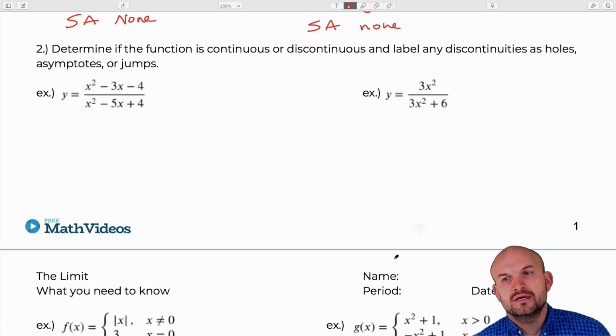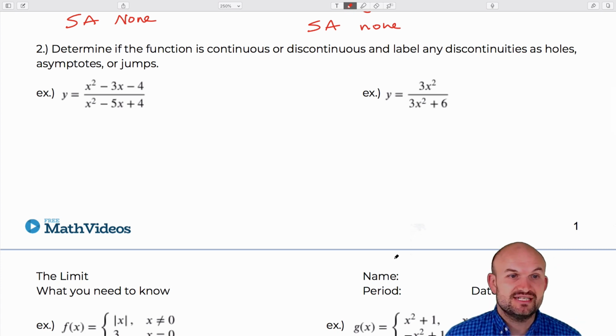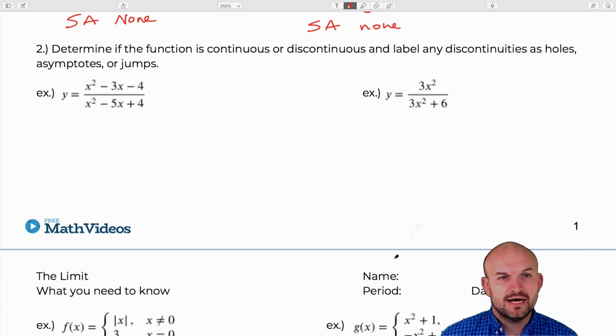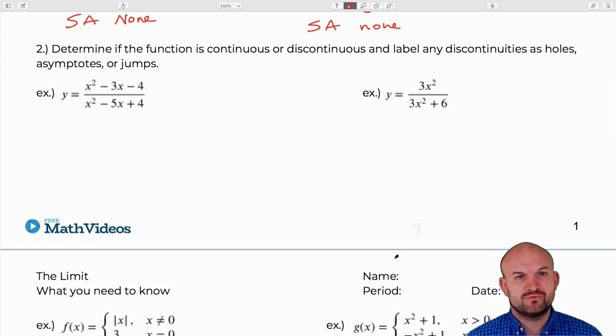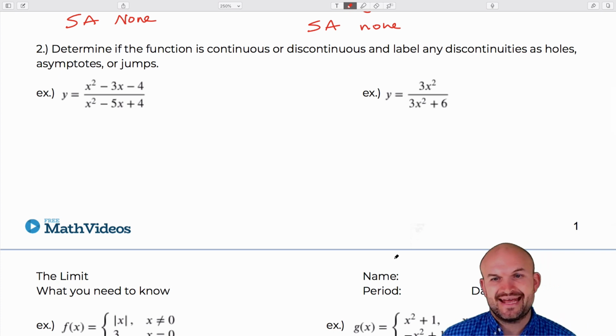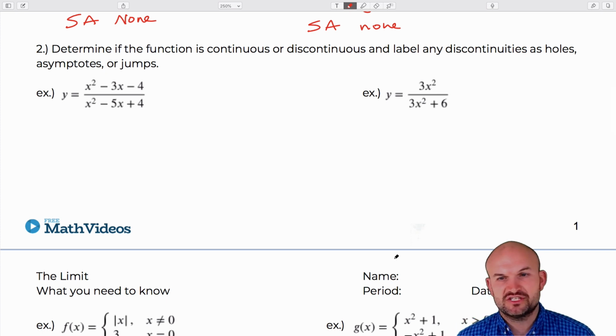So remember, holes are going to be what we call our removable discontinuities. Asymptotes are going to be non-removable discontinuities, as well as jumps. For rational functions, we're not going to be dealing with jumps. We're only going to be dealing with holes and asymptotes. So therefore, we basically just want to factor something out. If it gets divided out, it's a hole. If it does not get divided out, then it's an asymptote. But remember, the factor is not the hole or the asymptote. It's the value that makes that factor equal to 0 is where those discontinuities occur.